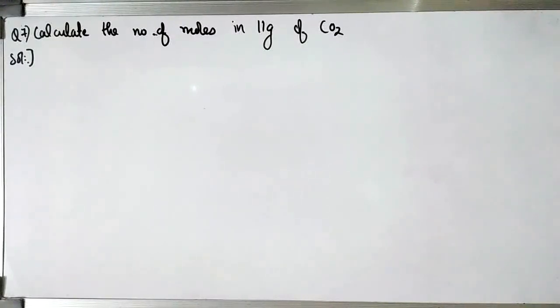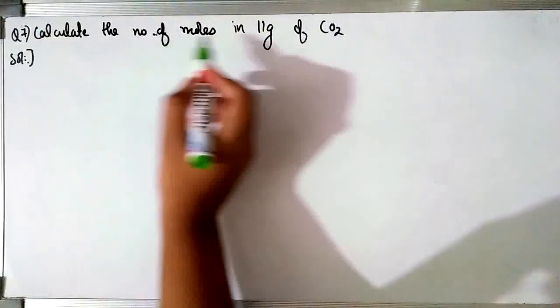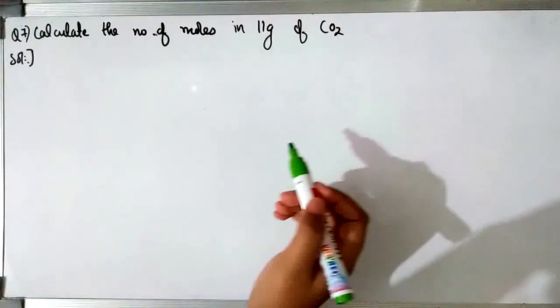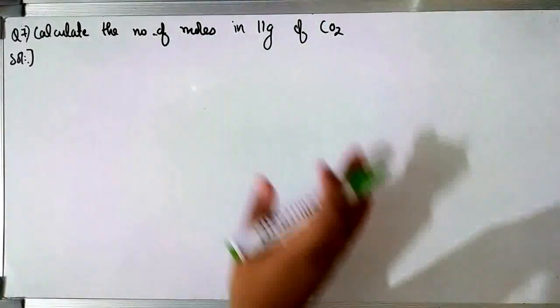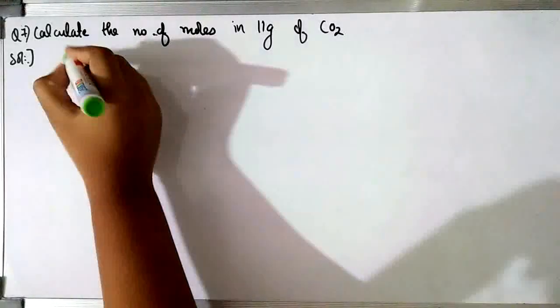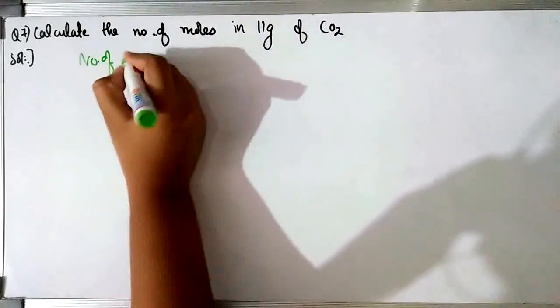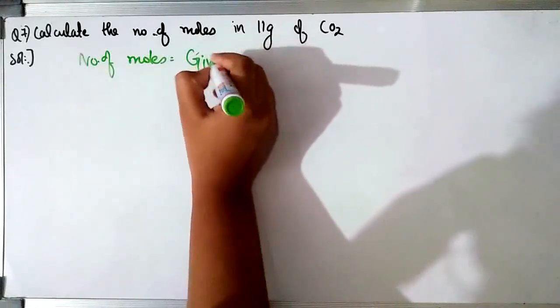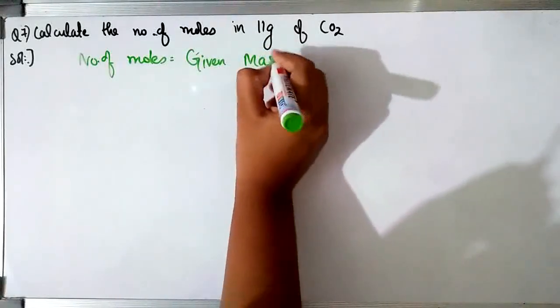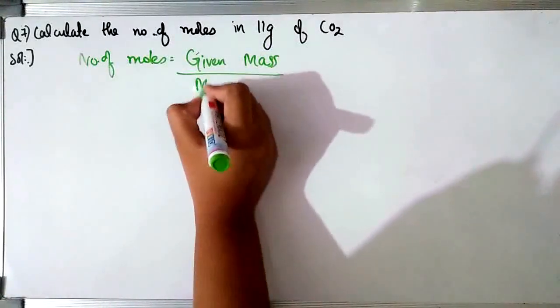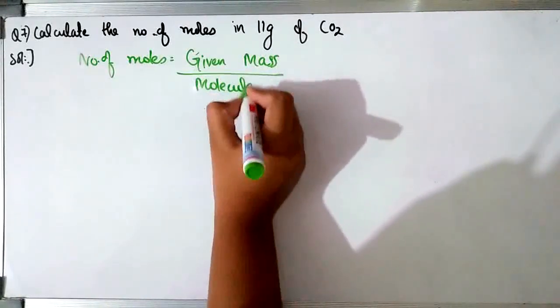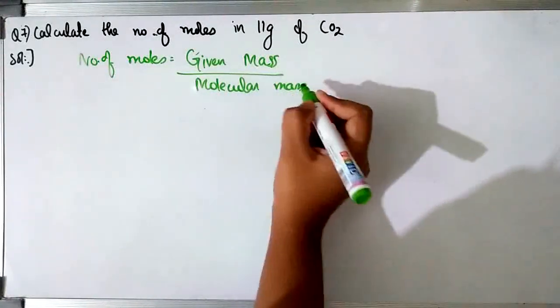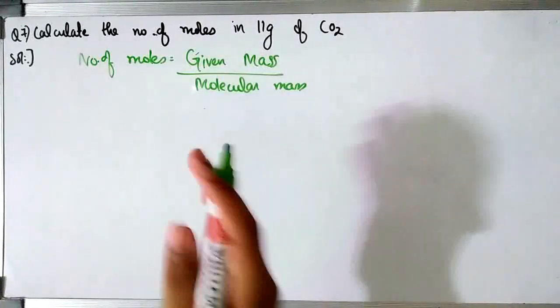So let's move on to some easier questions, the lighter ones. In this we have to calculate the number of moles in 11 grams of carbon dioxide. On seeing this, the formula you get in mind is number of moles will be equal to the given mass upon the molecular mass. So as soon as you see the values, you need to identify the formula.